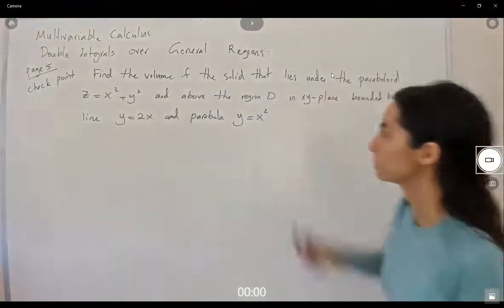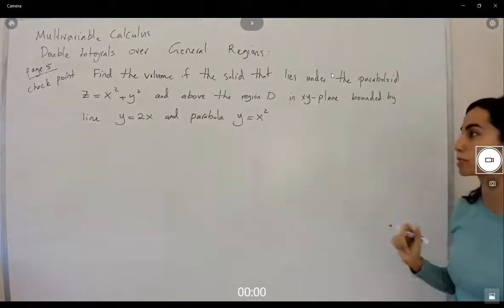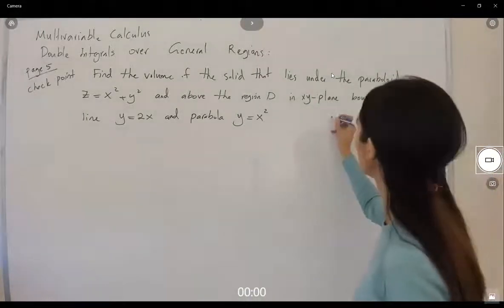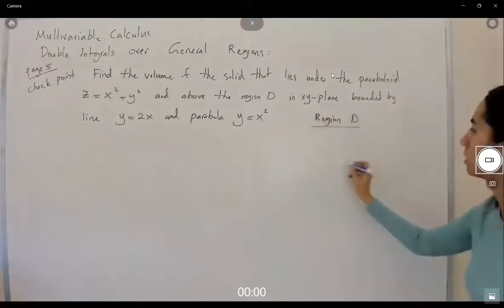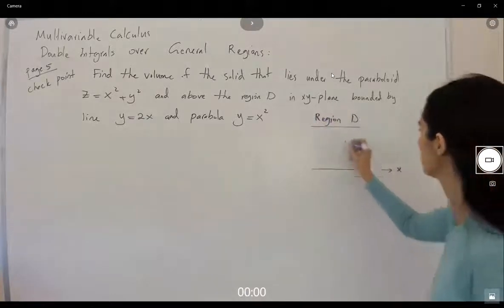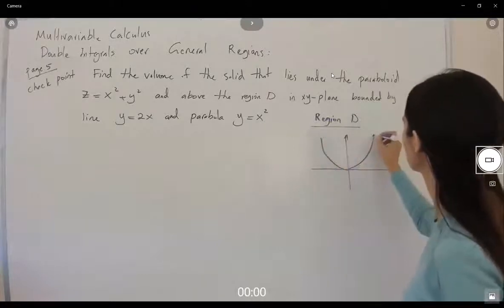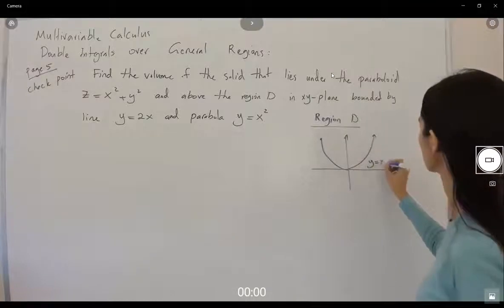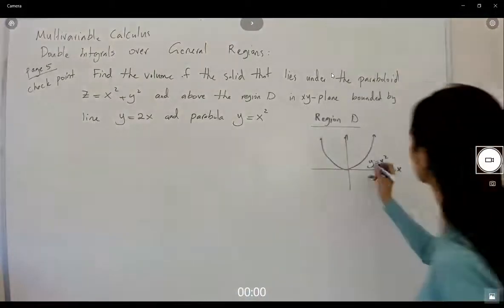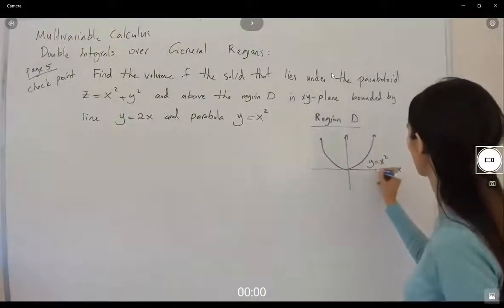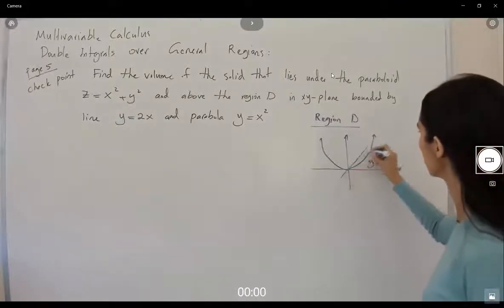Let us find the intersection between these two, because this actually forms our region D. Then you have your z equals x squared plus y squared. Okay, so for the region D, you have the following. We have y equals x squared, and we have our line y equals 2x. So this is 1 and 1, 2 and 4, for example. So now you have 2 and 4. So this is the point of intersection between them.